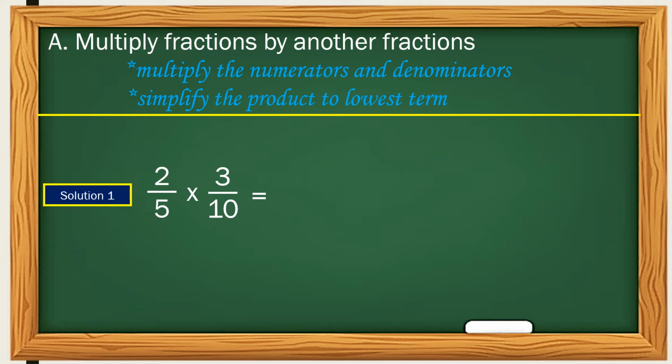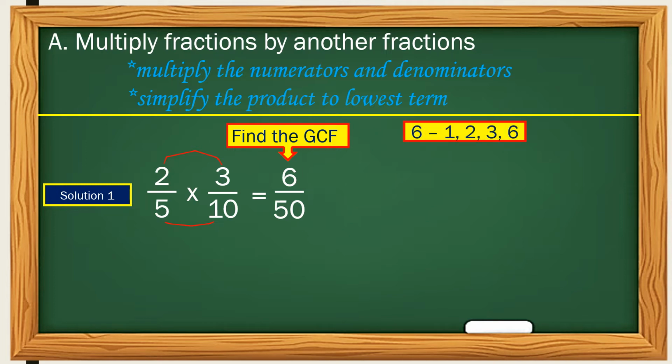So, sundin natin yung step ng pag-multiply ng fraction by another fraction. So, let us multiply the numerator and the denominator. So, 2 times 3 and 5 times 10 is equal to 6/50. Then, simplify the product to lowest term by finding the GCF. So, what are the factors of 6? Factors of 6, we have 1, 2, 3, and 6. Factors of 50, we have 1, 2, 5, 10, 25, and 50.